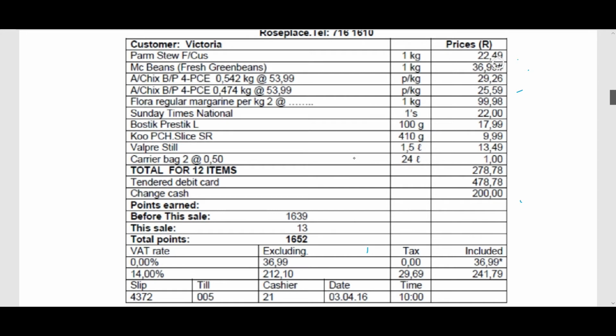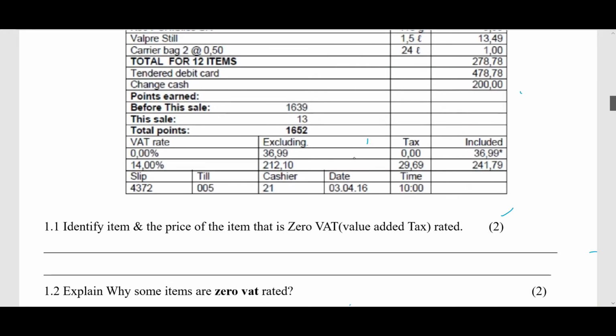That symbol is an asterisk, right? And normally this symbol is written like this. The name of that symbol is an asterisk, to show that the item is VAT exempt or is not paying VAT, and the price of that item is 36.99, and the name is Mark Beans. So the name of the item that is not paying VAT is Mark Beans. So you write Mark Beans.